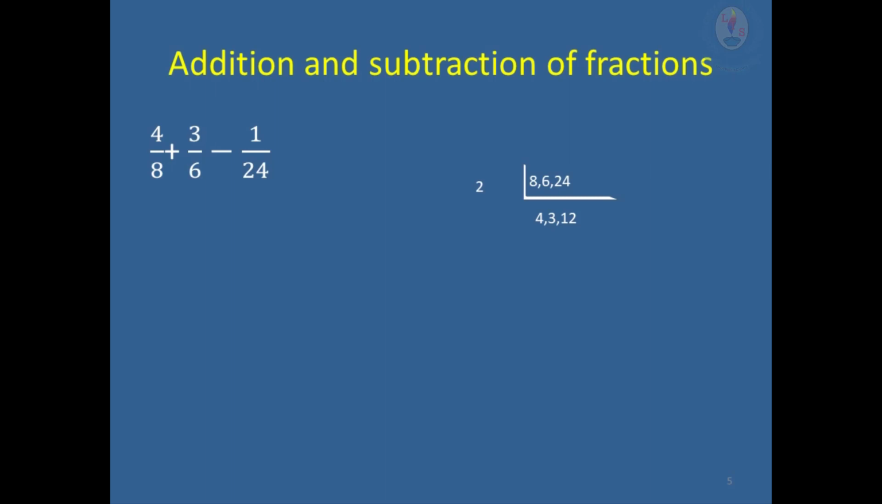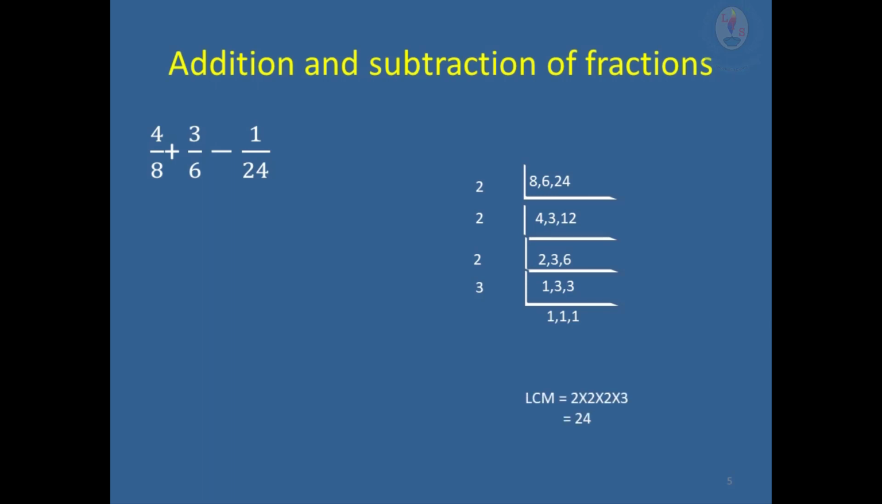Again we can divide 4 and 12 by 2. Then 4 divided by 2, 2. We can't divide 3 by 2, so we have to write 3 again. 12 divided by 2, 6. Now we can divide 2 and 6 by 2. We are getting 1, 3 and 3. Again we can divide these numbers by 3: 1, 1 and 1.